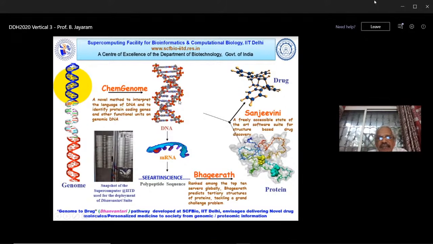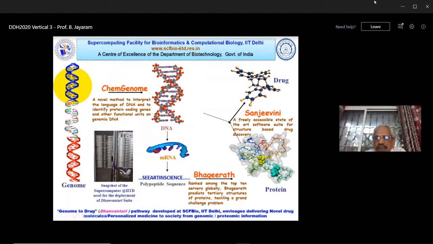And then once you have identified, let's say, a sequence that codes for a protein, writing this mRNA sequence is a trivial matter, and writing, using Har Gobind Khorana's genetic code, this polypeptide sequence is also no problem, right? It's very simple. But then comes a big grand challenge, which is how do you go from primary sequence to a tertiary structure of the protein? And this is where we've developed another software called Bhagirath. And this Bhagirath software takes you from sequence to structure.